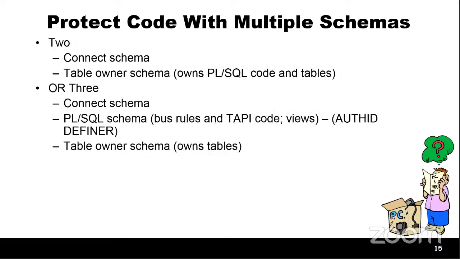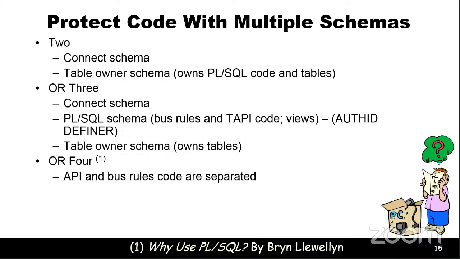The second option is 3 schemas, which is again the connect schema, but another one that just owns the PL SQL, and the third is the one for the table owners. So it owns tables, but the API and any views or business rules code and table API is in another schema, in a middle schema, with auth definer, which means that there's more protection and more control over how it accesses objects.